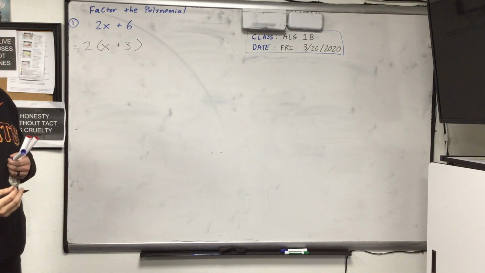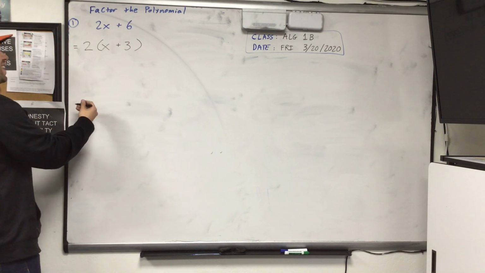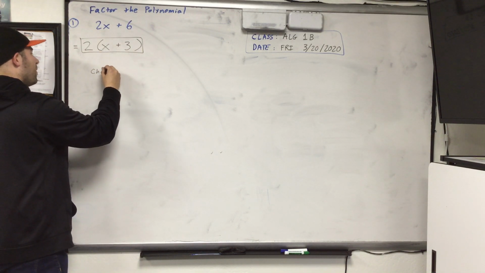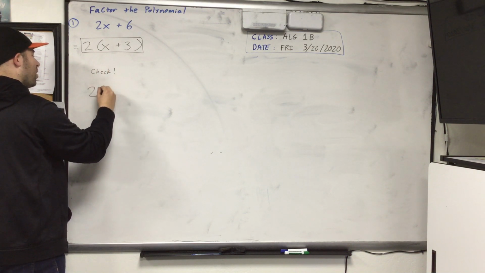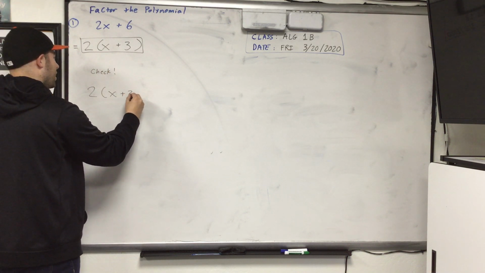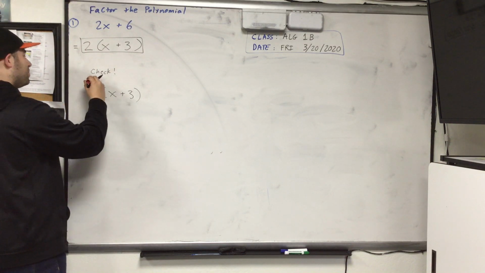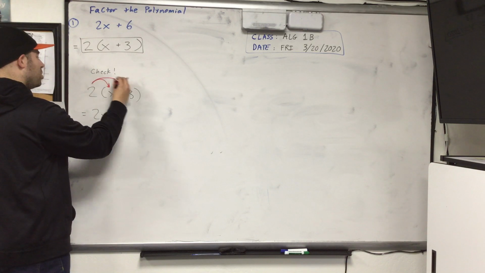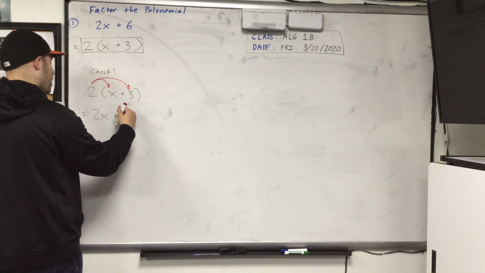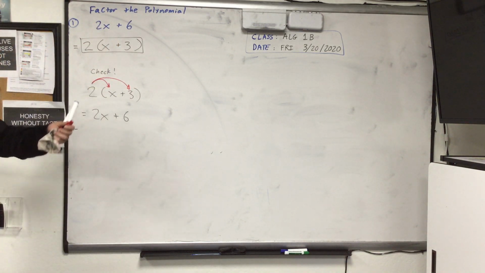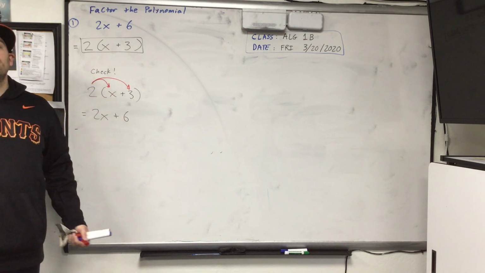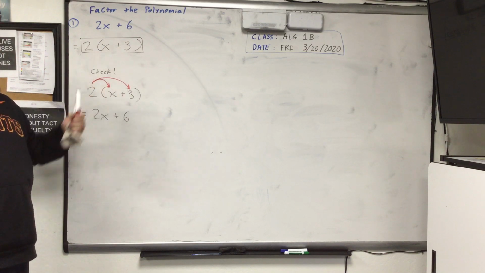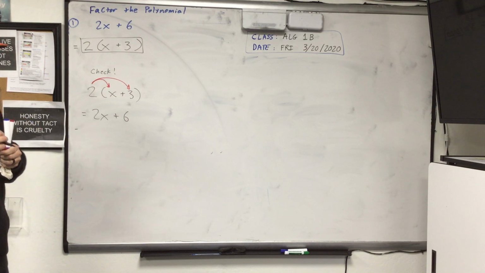Positive 3. So that's how you completely factor it out. And we can check our work by literally distributing it. So if I go 2 times x plus 3, I'm going to distribute the 2, right, and get 2x. And then 2 times positive 3 is going to be positive 6. The goal is to be flexible. The goal is to be able to go from expanded form into factored form. And we can check our work with the distributive property.